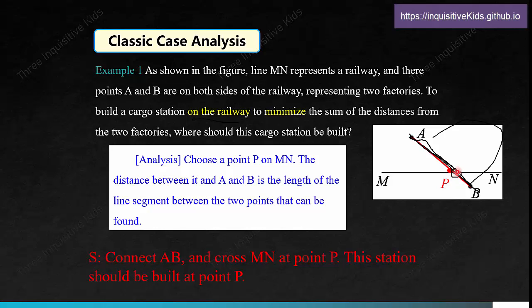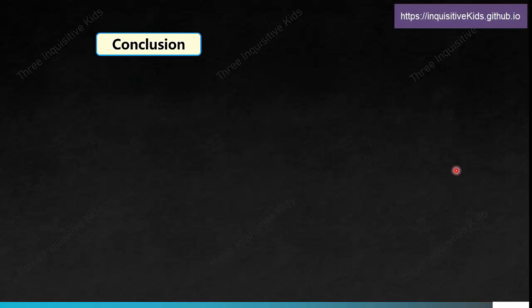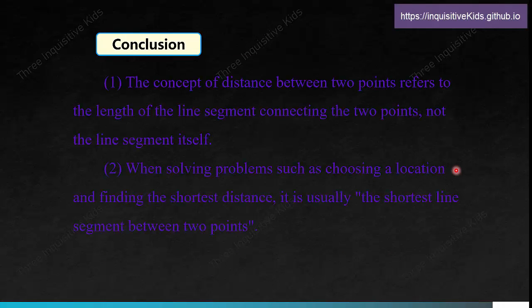The answer will be right there. Here's a conclusion. 1. The concept of the distance between 2 points refers to the length of the line segment connecting 2 points, not the line segment itself. And 2. When solving problems such as choosing a location and finding the shortest distance, it is usually the shortest line segment between 2 points. This is a conclusion here.